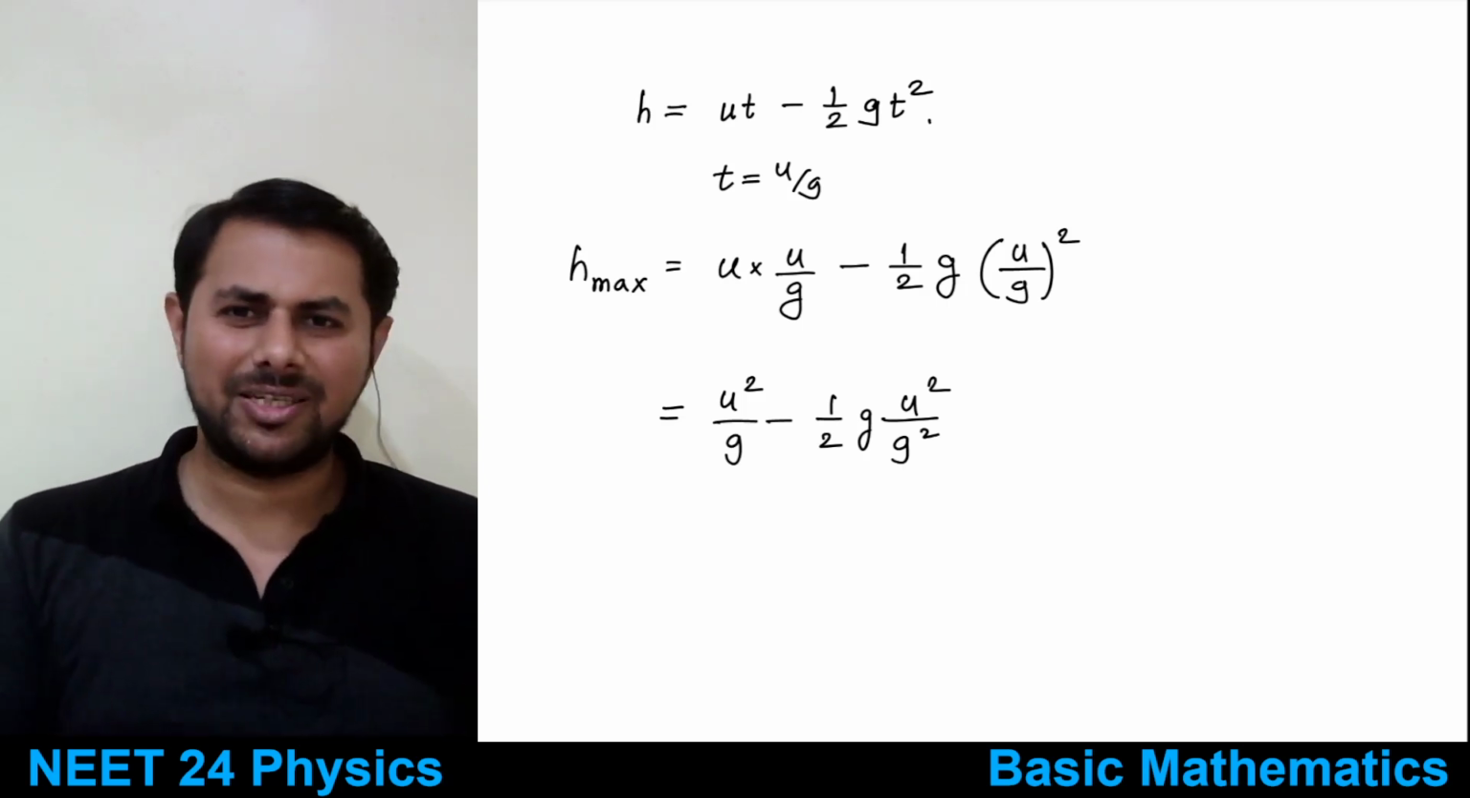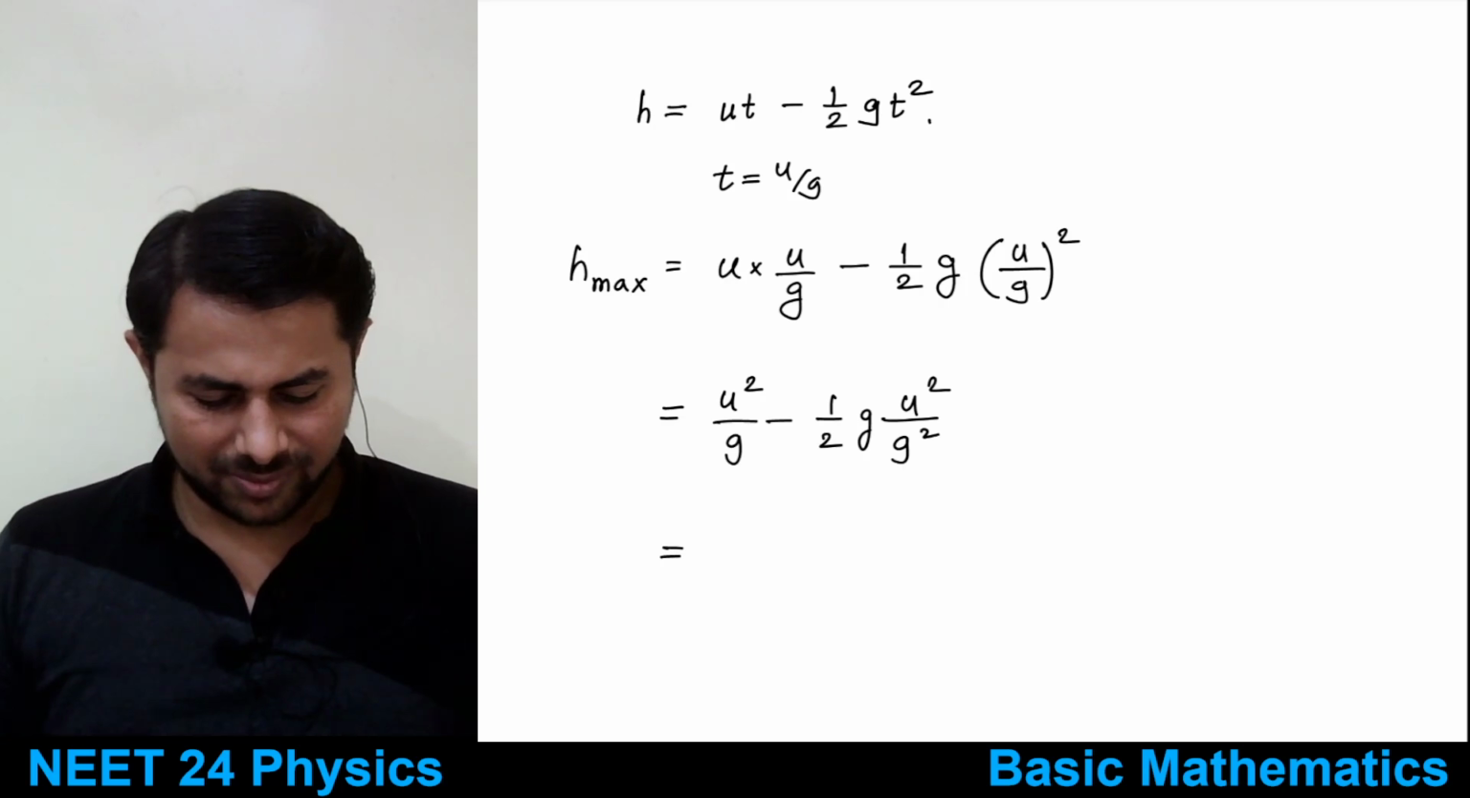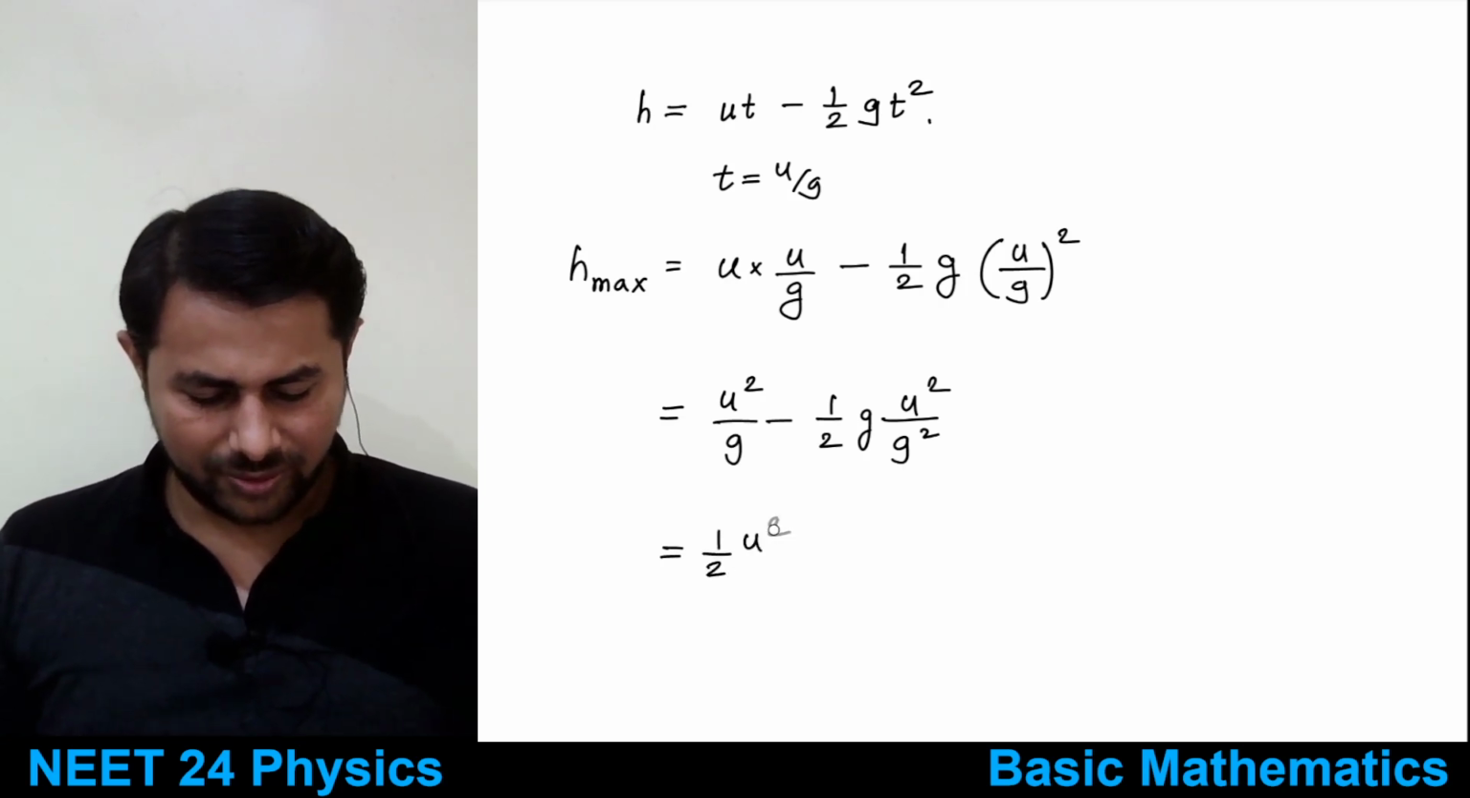So one u square by g minus half u square by g is half u square by g, or you can write it as u square by 2g. So that is the maximum height.